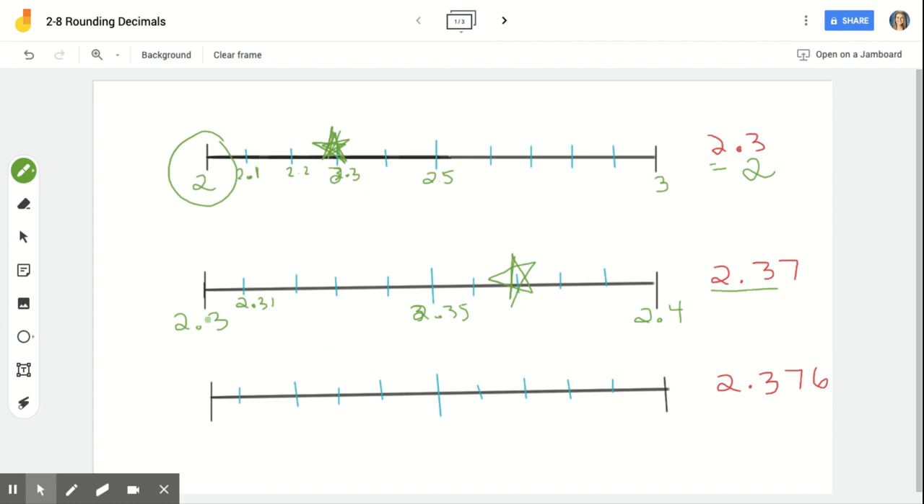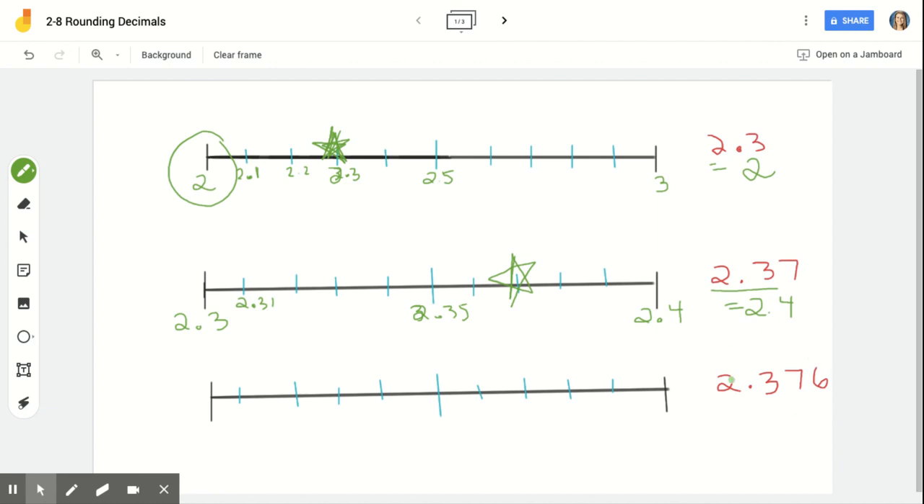Is that closer to 2 3/10ths or closer to 2 4/10ths? Closer to 2 4/10ths. So I would say if I were to round 2 37/100ths to the closest tenth, it would be rounded to 2 4/10ths. And then let's keep going.